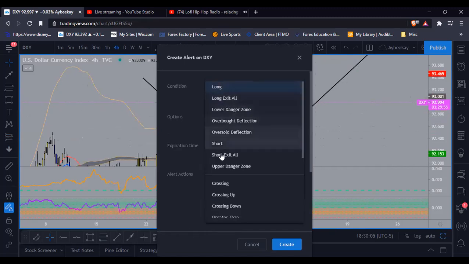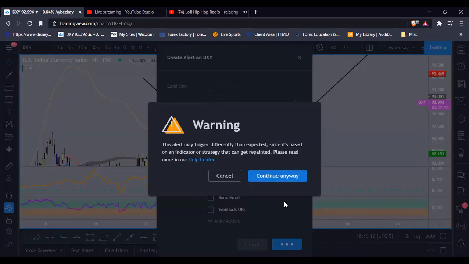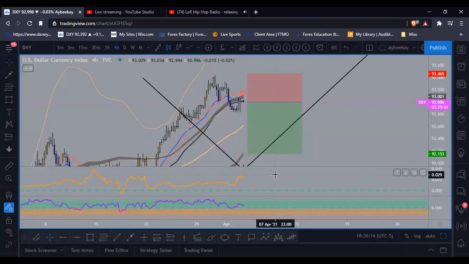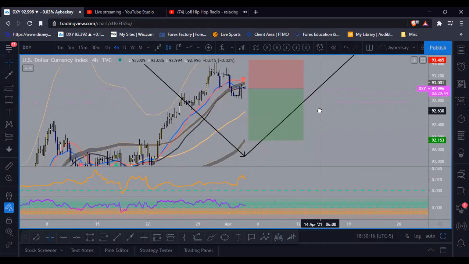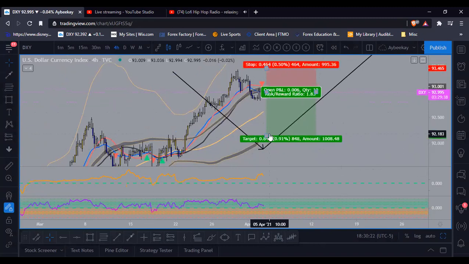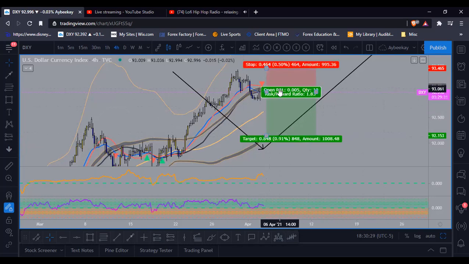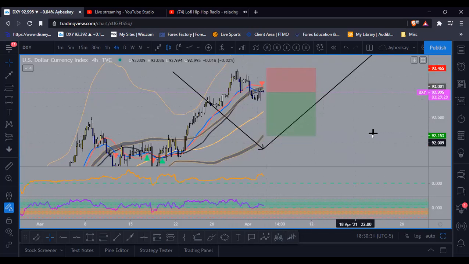So I'm going to do short exit all. And I'm gonna have it only once. So once I get that alert once, that will let me know that okay, you gotta watch this because now this is gonna potentially turn around, right? And so I'm watching it to come. Like I said, I'm wanting to come to 91.875 really, but I'm just gonna be taking it down over here. Again, I don't trade it, but for those if you can, by all means. But I am looking for a bearish DXY this week. All right, so that is for the DXY.